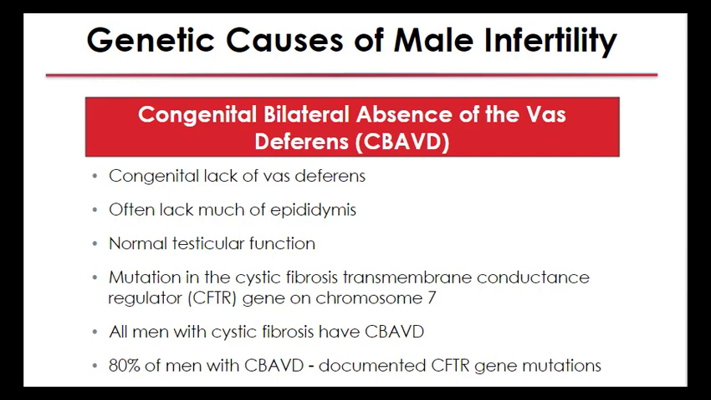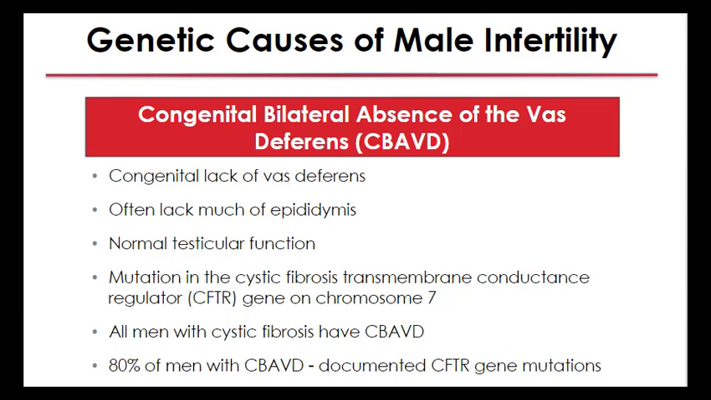In congenital bilateral absence of the vas deferens, or CBAVD, the vas deferens do not develop. Many men with CBAVD also lack much of the epididymis. This means sperm cannot pass from the testes into the ejaculate. However, there is normal testicular function.